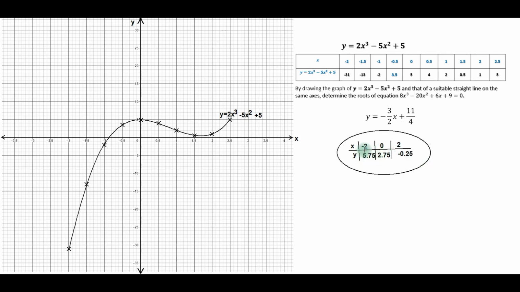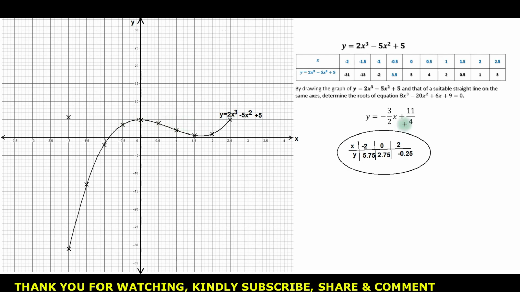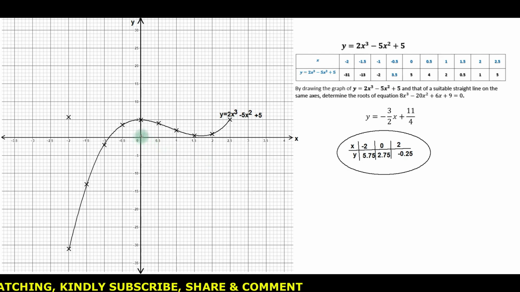Now let us plot the points. When x is minus 2, y is 5.75. So at minus 2 we go up 5, 6, so almost 3/4 of that part, and that's the point. Then when x is 0, y is 2.75, so we have 1, 2, 3, so just 3/4 of this box at that particular point.